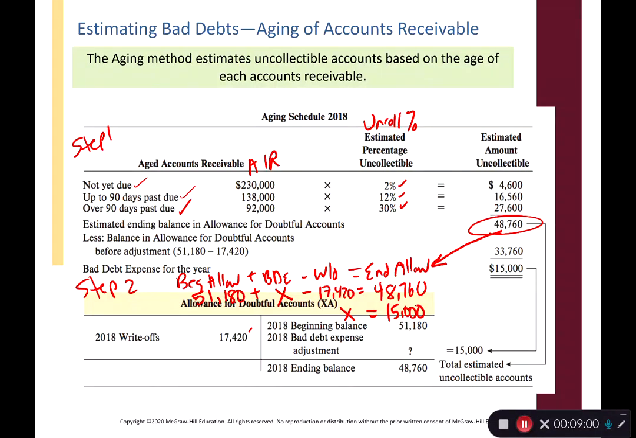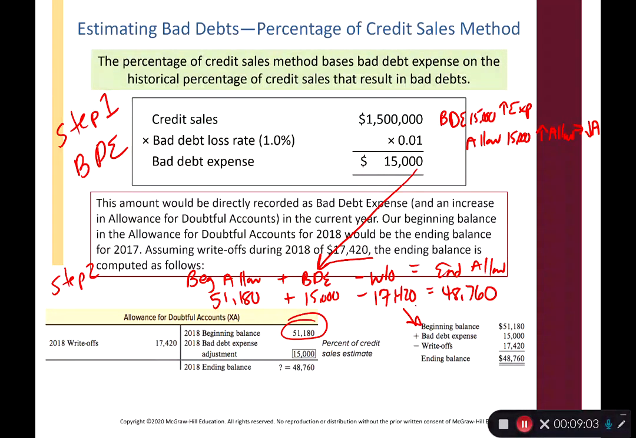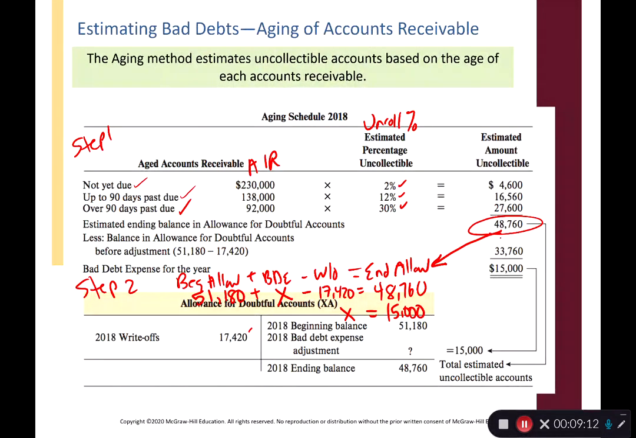With the percentage of sales method, step 1 gets us BDE, step 2, ending allowance. With the aging method, step 1 gets us the ending allowance, step 2 gets us the BDE. So they're very similar, but they're opposites, and it's important to remember those steps so you don't make mistakes, and read the question carefully so you know what you're being asked for. Are you being asked to calculate bad debt expense, or are you being asked to calculate the ending allowance?